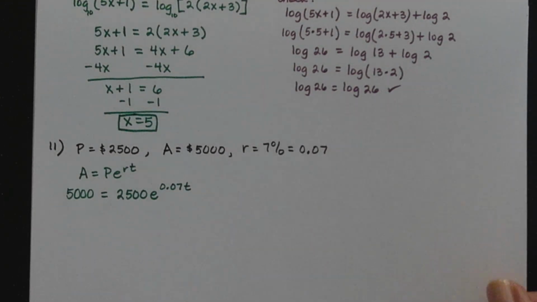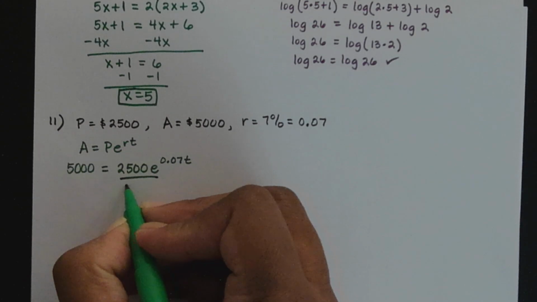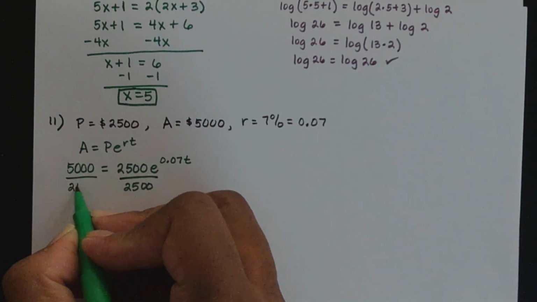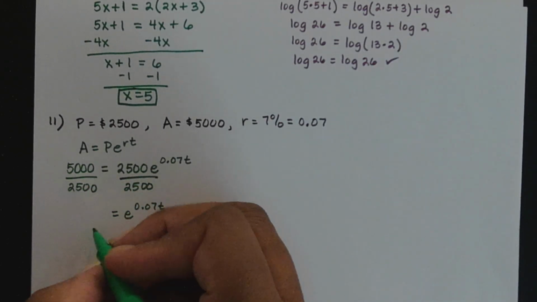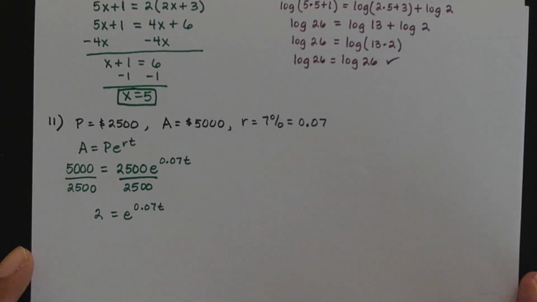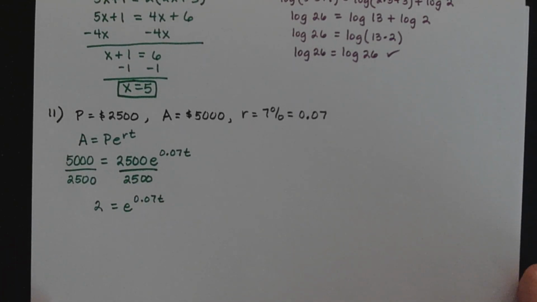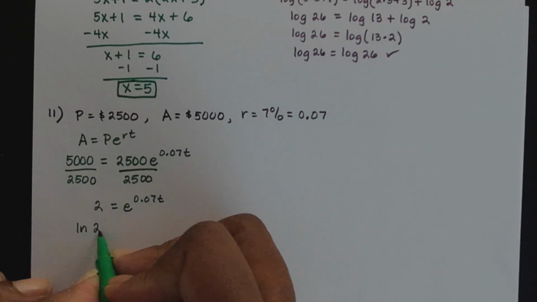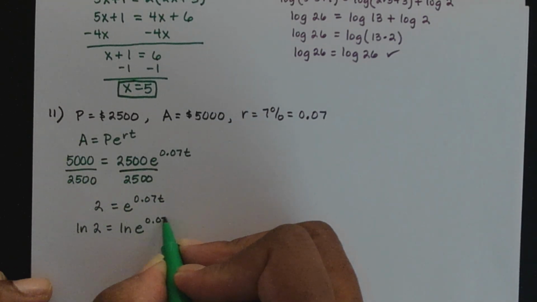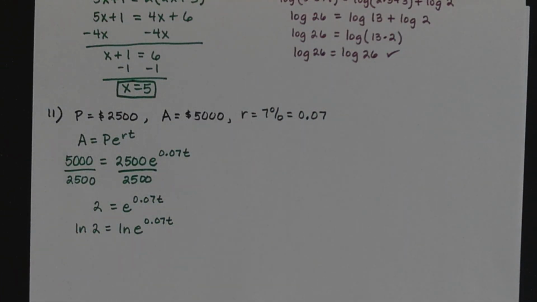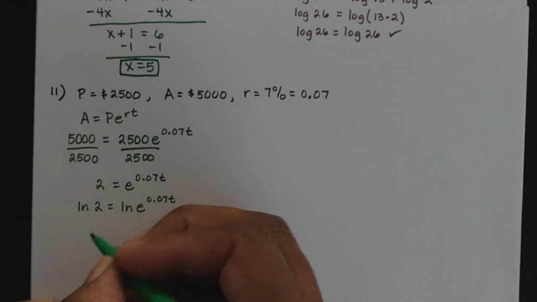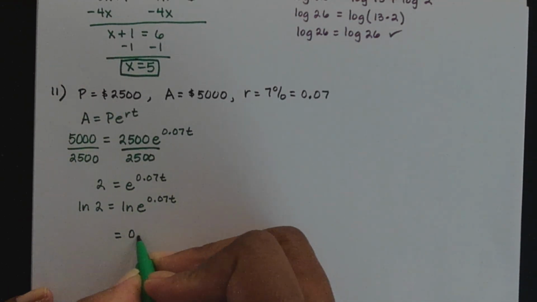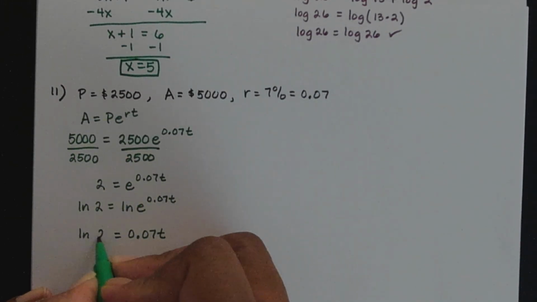And now to get e to the 0.07t by itself, we need to first divide both sides by 2,500. So here we'll have the e to the 0.07t by itself. 5,000 divided by 2,500 will give us 2. So we have 2 is equal to e to the 0.07t. Now, since e and the natural logarithm are inverses of each other, we have to take the natural log on both sides. And then ln of e to our exponent is that exponent. So ln of e to the 0.07t will be 0.07t, and that's equal to ln of 2.